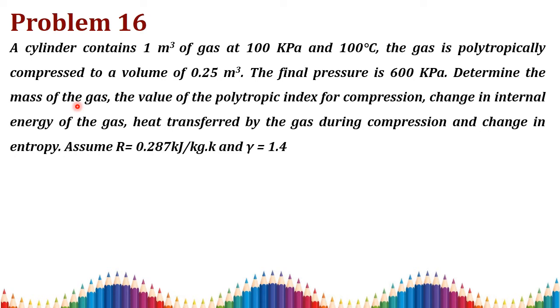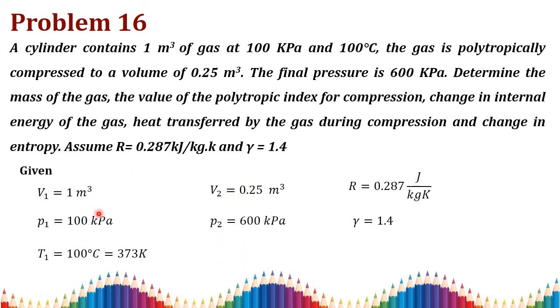So we need to find the mass. Then the value of the polytropic index for compression, that is, we need to find N. The polytropic index is N, and the change in internal energy delta U, and heat transferred by the gas during compression, that is Q, and change in entropy as delta S. We need to find these. Assume R is equal to 0.287 kilojoule per kilogram Kelvin and take the adiabatic index gamma as 1.4 here.